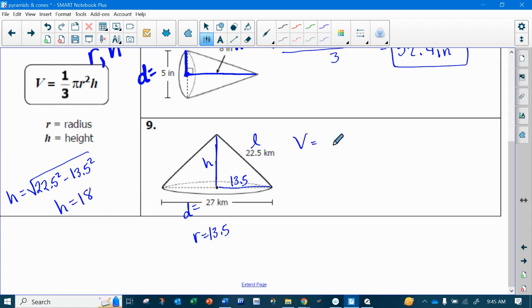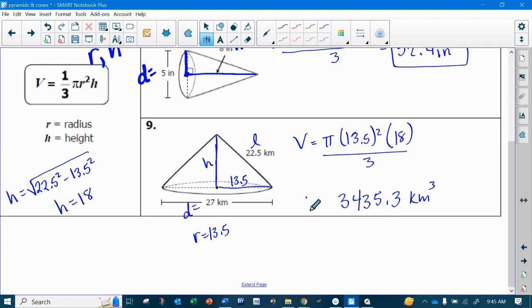So volume is pi radius squared times height divided by 3. Pi times 13.5 squared times 18 divided by 3. And I'm getting 3435.3 kilometers cubed.